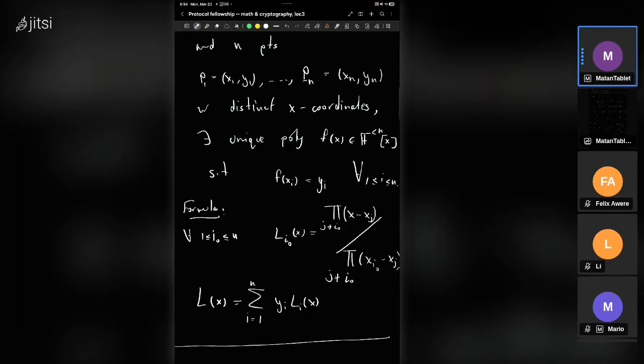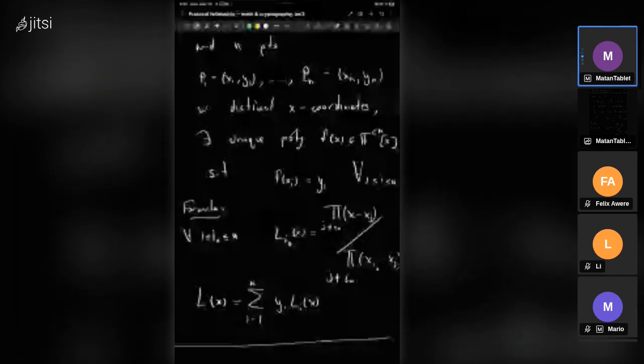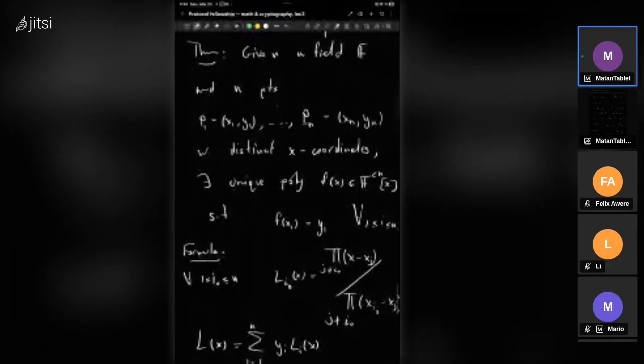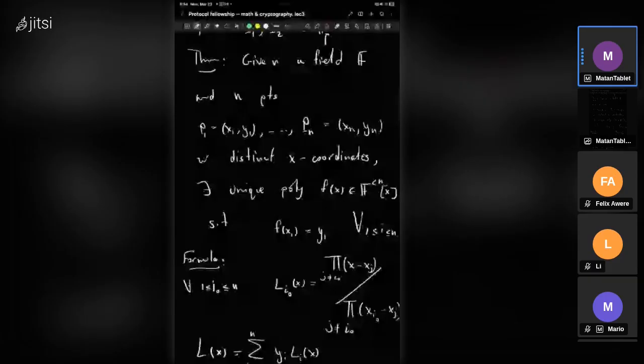The formula is not going to matter that much to us. I'm just putting it here for convenience. What I need you to understand is that Lagrange interpolation is a very powerful tool in many things we do in cryptography, simply because we use polynomials all the time. One of the things that I don't think I will have time to expand on is polynomial commitment. And the Lagrange interpolation is a very useful tool for working with polynomials.